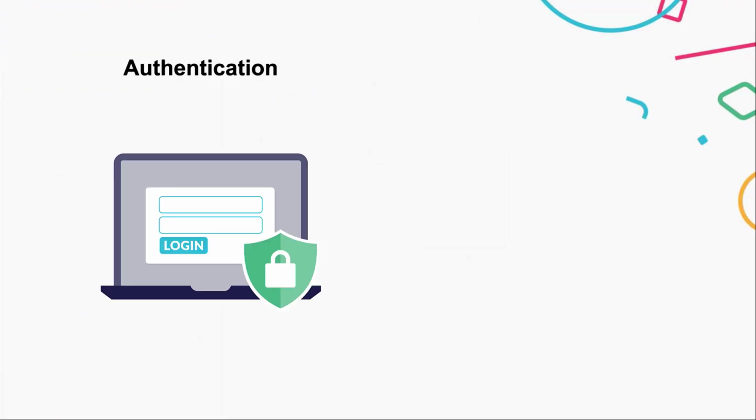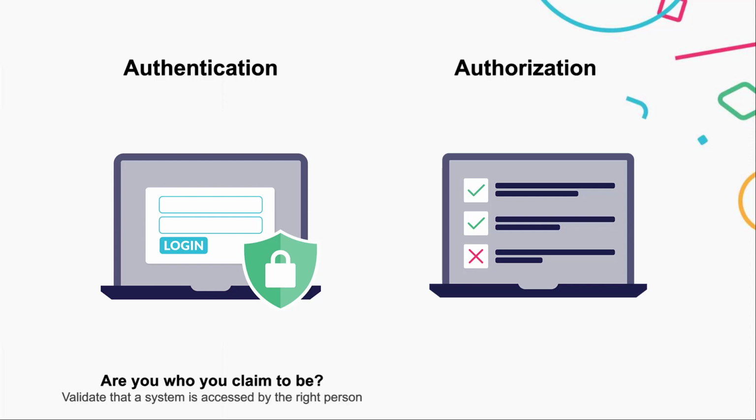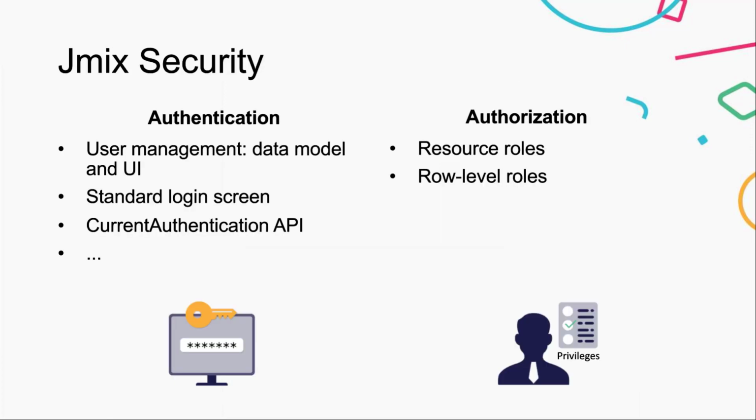The two fundamental security features are called authentication and authorization. Authentication is the process of validating that users are who they claim to be. This can be accomplished, for example, by requiring the user to provide a username and a password when logging into the application. Authorization is the process of giving the user permissions to access specific resources and functions. For example, giving someone the permission to download a particular document on a server. Jmix provides out-of-the-box solutions for both authentication and authorization.